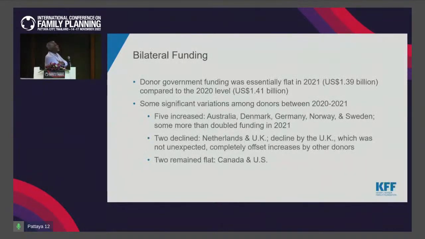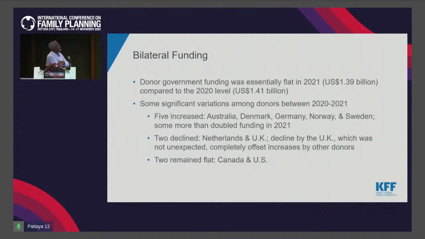Bilateral funding. So basically the results for 2021 are that donor government funding was essentially the same between 2021 and 2020. As you can see, it's a small decrease. It's 1.4 for both years, but with a small decimal here. Some variation among donors between 2020 and 2021.